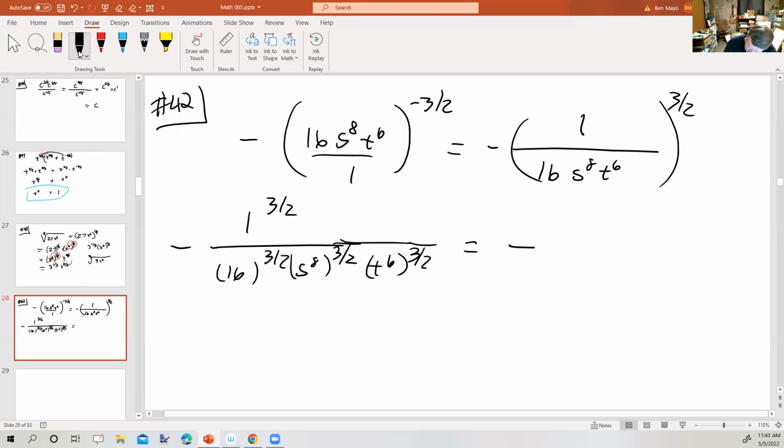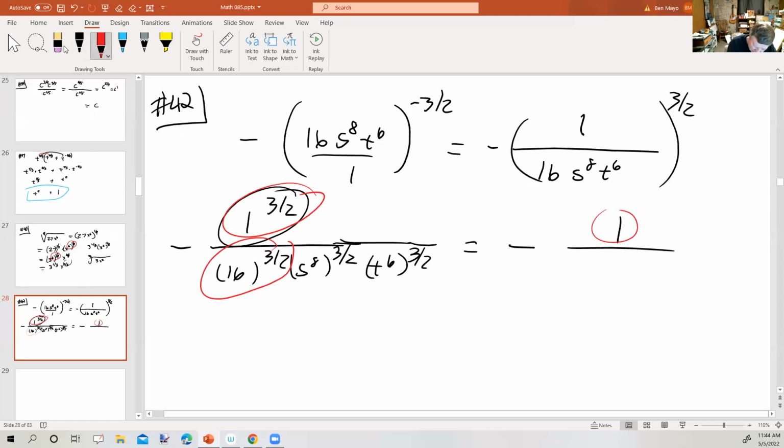Okay. 1, the square root of 1 is 1. 1 cubed is 1. So we get a 1 in the numerator. Okay. So that whole thing becomes that. Then 16 to the 3/2 power would be 16 to the 1/2 power cubed, which is 4 cubed, which is 64.